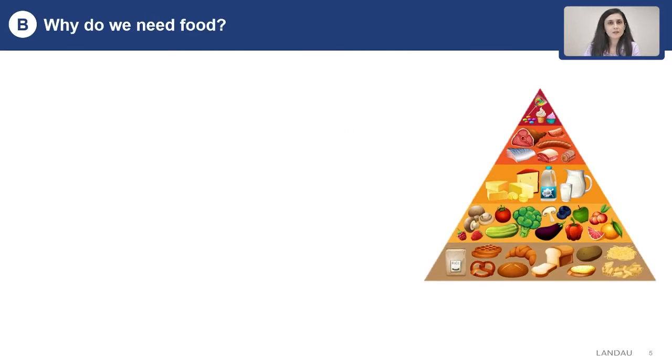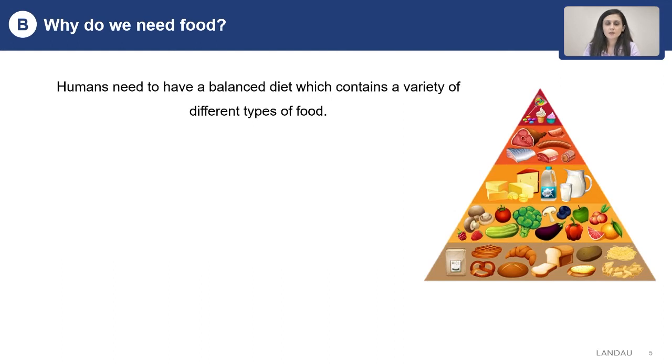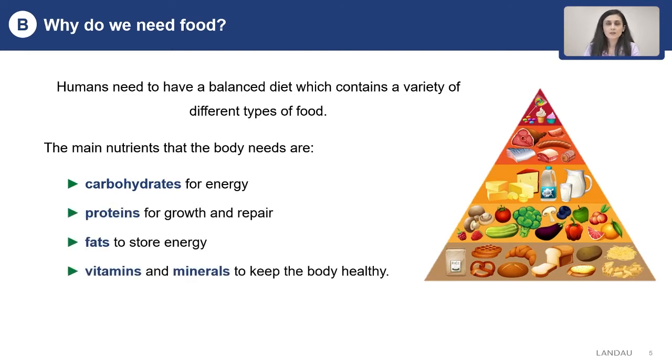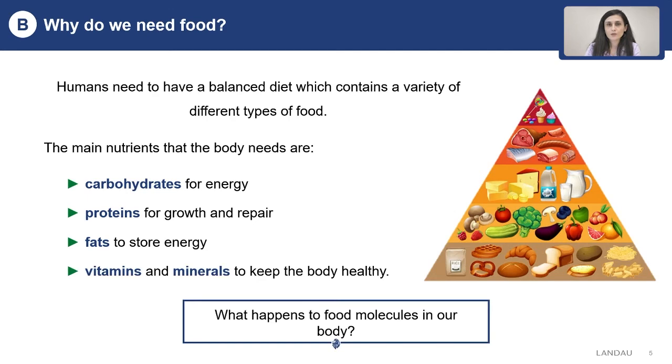We have previously seen the same slide and discussed it, but before we move to digestion, let's review our knowledge on what nutrients we need in our food. Carbohydrates, proteins, fats, vitamins and minerals are the main nutrients we require in our balanced diet. But what happens to food molecules once they are in our body? Today we'll talk about this process.